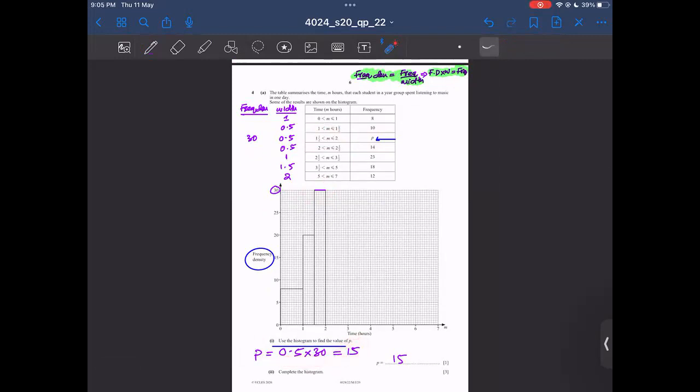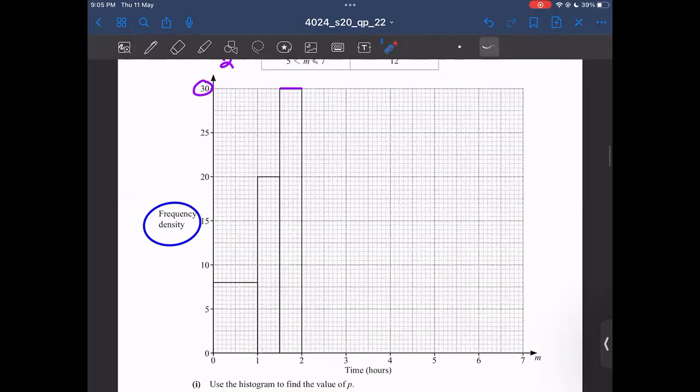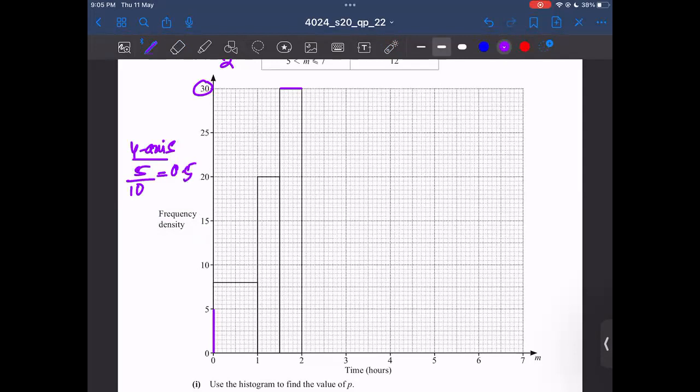Now in the next part, they're saying complete the histogram. Since we have to complete the histogram here, we have to plot all the frequency densities. Before moving on to the frequency densities, first I need to make sure how much one tiny small box on the y-axis refers to. There is a difference of 5 after every 10 boxes. So 5 divided by 10 is 0.5. Every tiny small box is equal to 0.5.